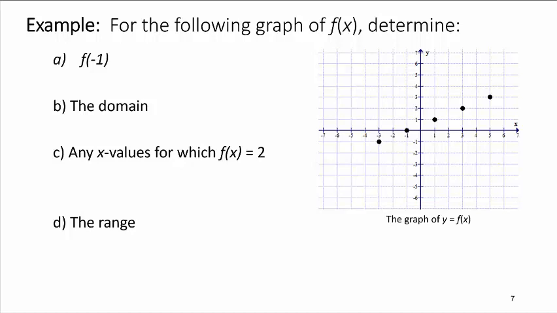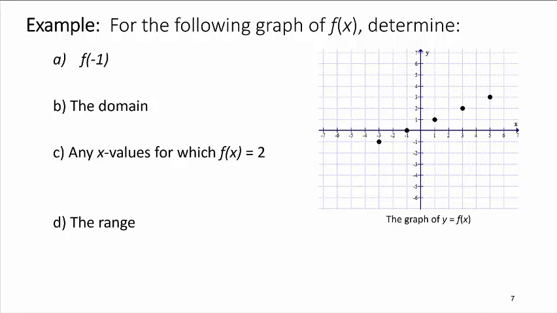In this example, we're given the graph of f of x, and this graph, you'll notice, is just a set of points, and they're not even connected in any way, right? They're just a bunch of dots on the page. So the first thing that we're tasked with doing here is to find f of -1.